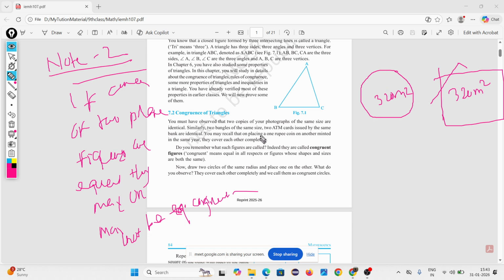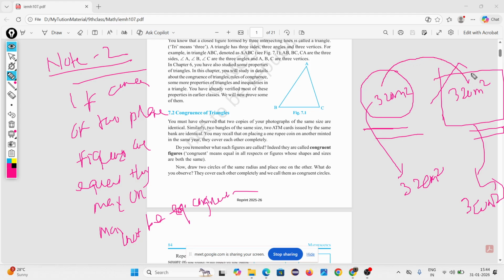Okay, look. These two are plane figures. The circle has area 320 meter square, and the rectangle has area 320 meter square. Are they congruent? Till now you understand. If I take this circle and put it above the rectangle, do they become identical?